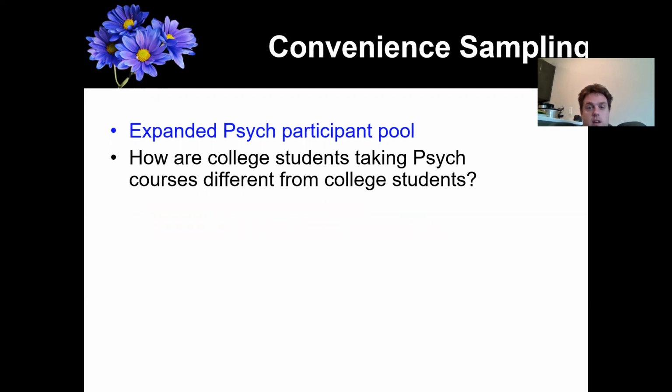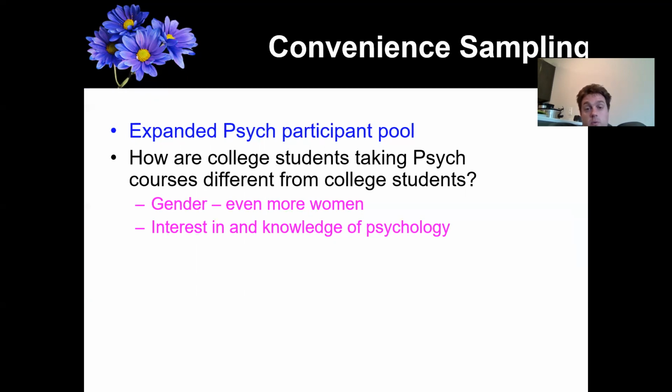Looking specifically again at college students in psych courses, there's more women than men. They also have more interest and knowledge of psychology. So those things could presumably or certainly affect your results, right? You could definitely get results that are more specific to those demographics that don't actually generalize to most individuals.